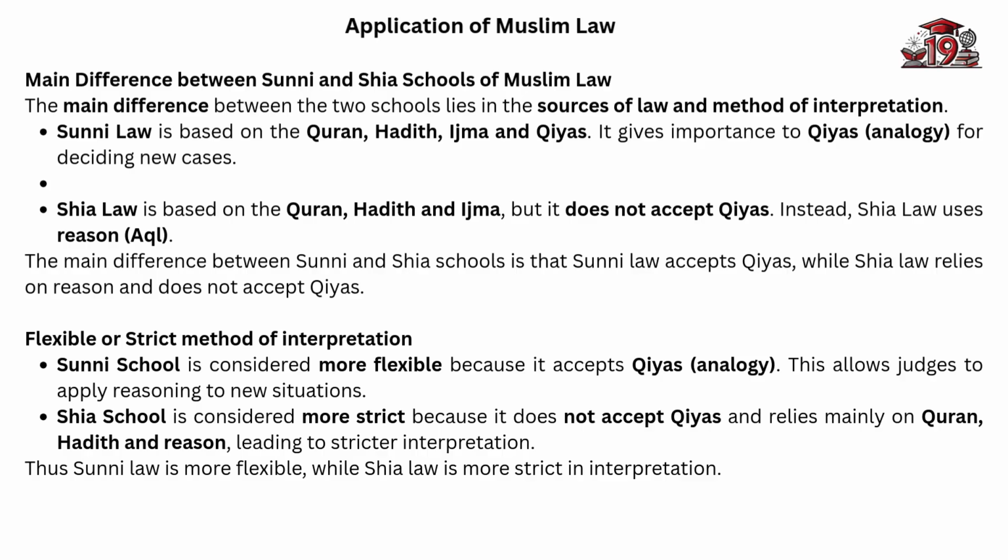Flexible or strict method of interpretation. Sunni school is considered more flexible because it accepts Qiyas, analogy. This allows judges to apply reasoning to new situations. Shia school is considered more strict because it does not accept Qiyas and relies mainly on Quran, Hadith, and reason, leading to stricter interpretation. Thus Sunni law is more flexible, while Shia law is more strict in interpretation.